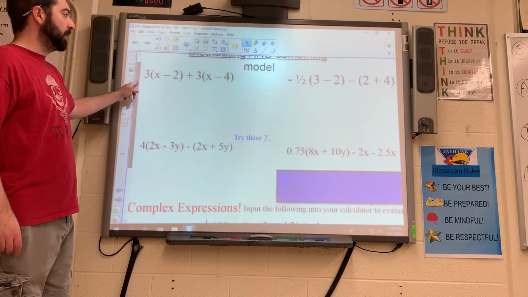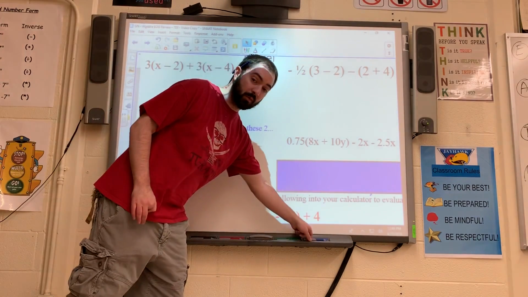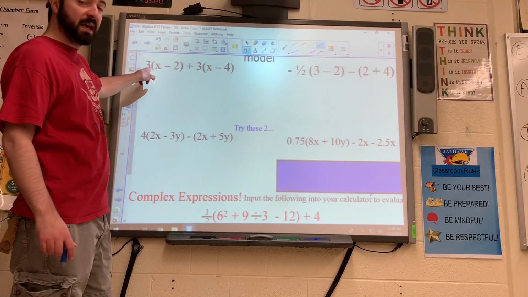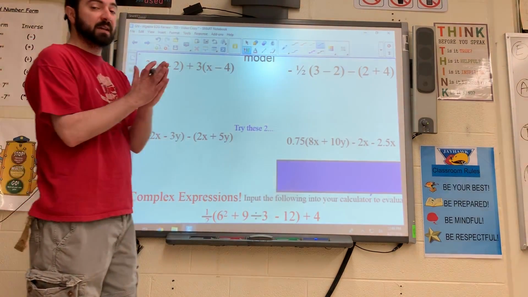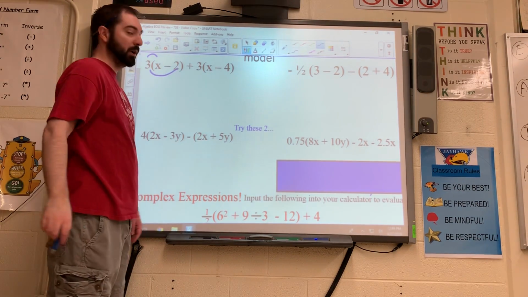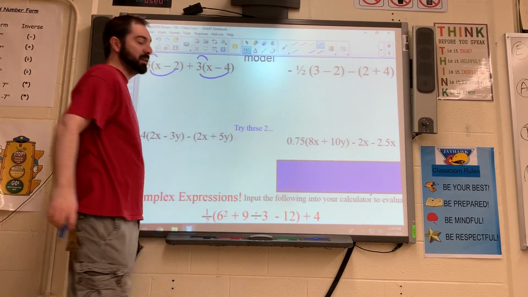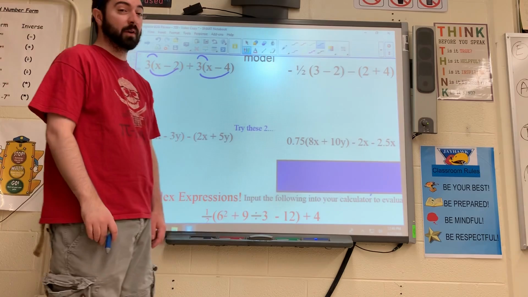All right, from there, a little bit of distributing and combining. I'll model a couple and then we'll get into trying some more on your own. So again, anytime I have an outside number with parentheses right next to each other, that means multiply. When I see no symbol, it's usually multiply. So I'm going to go over under, but I have a second set of parentheses with another coefficient on the outside. So again, I'm going to multiply over under again.